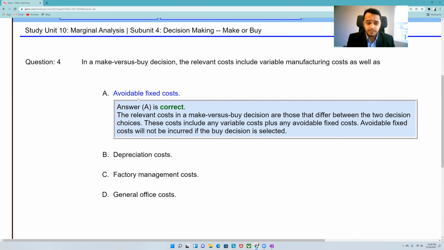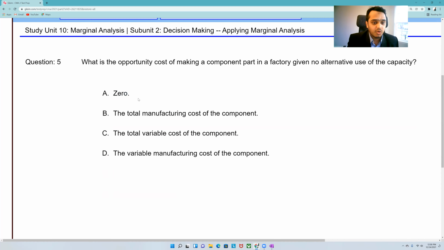It's avoidable fixed cost. I hope that you are pausing the question before I solve it and trying it yourself, so that you can test your understanding of how you are going to answer it in the main examination. Okay, moving forward.